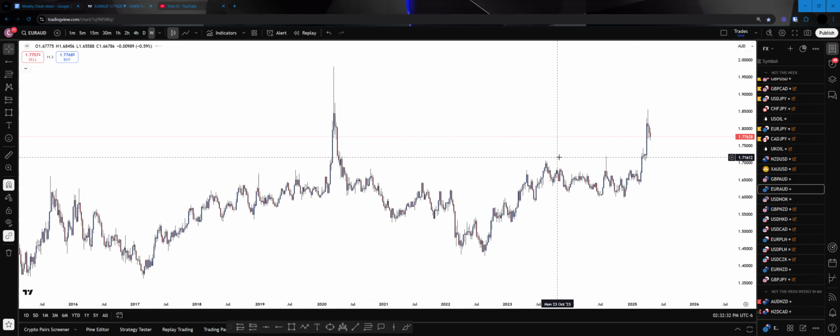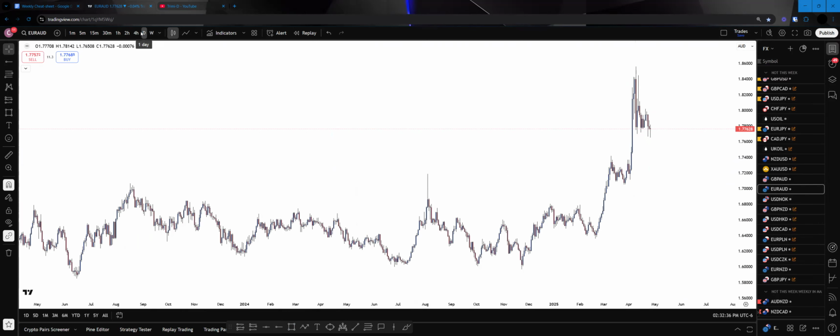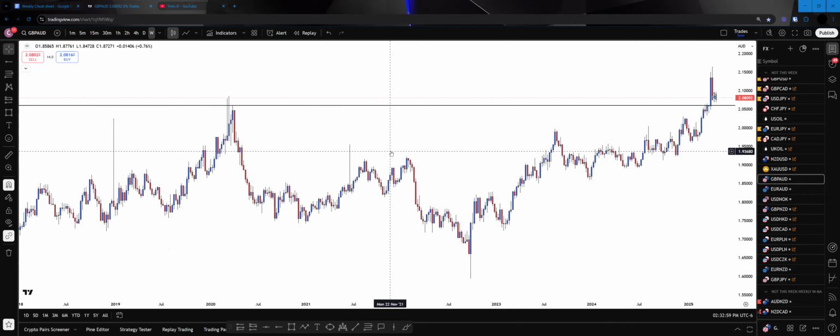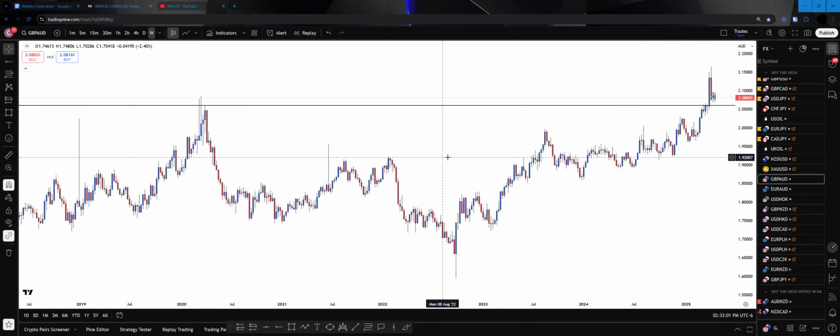Euro AUD didn't pull back to anything. Maybe we can do counter trend trades. The daily's not going to shift in order to have counter trend trades. Okay, not interested. GBP AUD at a higher high, same thing, didn't pull back properly.